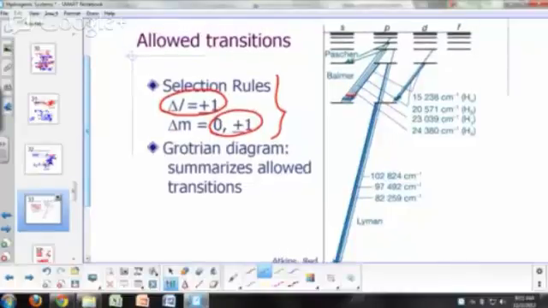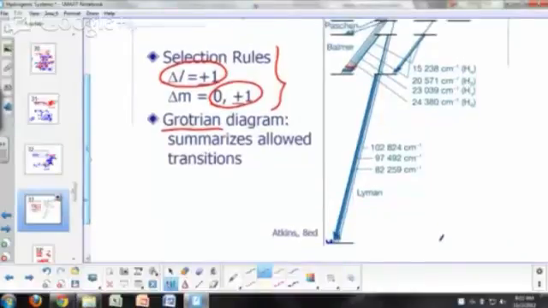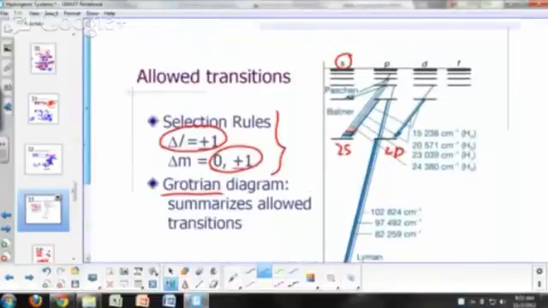You can summarize the allowed transitions with a diagram that looks like this. The one here on the right is called a Grotrian diagram. You'll notice here on this diagram you have the energy levels. This is the 1s, there's 2s, that's 2p. Okay, so you have your s orbital levels indicated here. So that's L equals 0, L equals 1 for p orbitals, L equals 2 for d orbitals, L equals 3 for f orbitals.